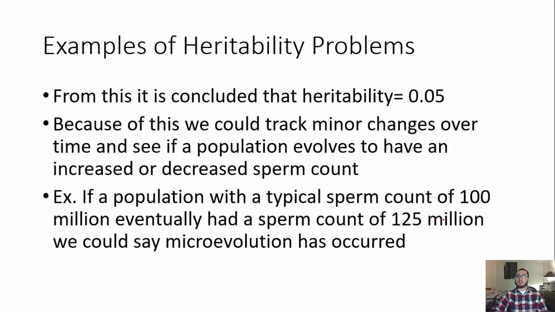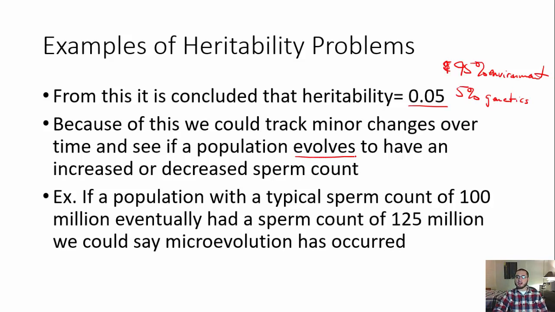So from this, it's concluded that heritability is 0.05 or 5%. Now instead we're saying that 95% of this is the environment, and 5% of this is genetics. So now we're changing what we're talking about. Because of this, we could track minor changes over time and see if a population evolves to have an increase or a decrease in sperm count. So that's how we're going to figure out if things evolve.